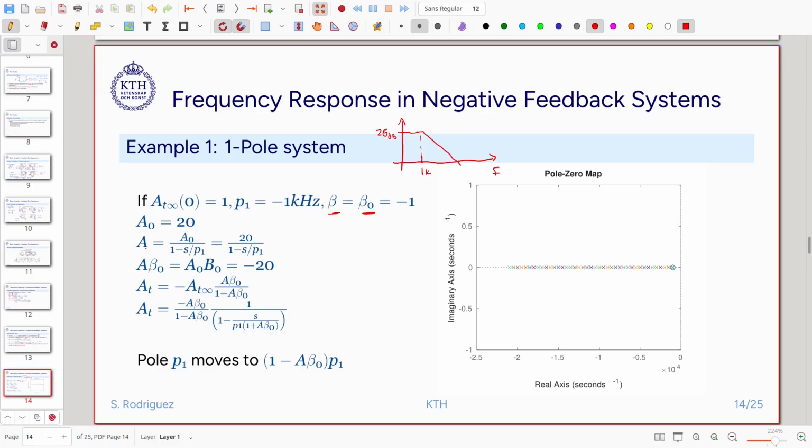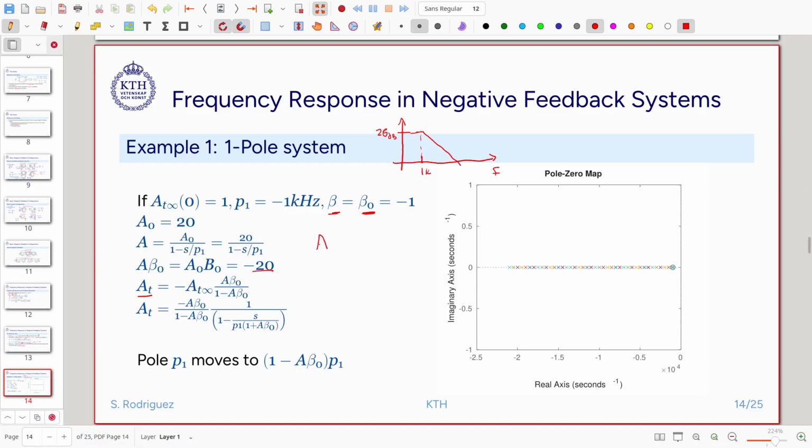Mathematically, the gain will be A0 divided by 1 minus s/p1. That is a Bode normal form. And then A beta 0 will be the low frequency gain, 20, times the beta, that will be minus 20. And then the resulting gain, the closed loop gain, AT, will be equal to the asymptotic gain multiplied by A beta divided by 1 minus A beta 0. Okay, and then we have everything that we need for this.